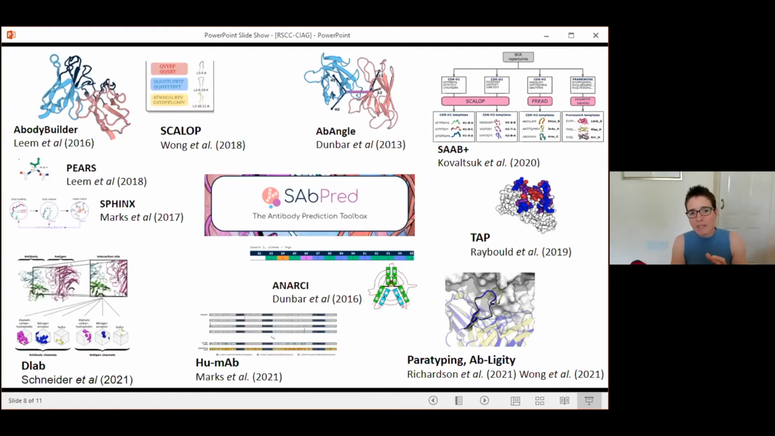In the bottom right, Paratyping and Obligity. These are two tools for trying to predict if two antibodies which are sequence-wise very dissimilar will bind to the same binding site. And this is a really interesting problem because it's relatively, in fact, very straightforward. If two antibodies are very sequence similar, just like you see in general proteins, that means they're going to look very alike and they're going to do very similar things. But if that antibody, for example, has some very bad, it's very difficult to humanize, you can't use it.